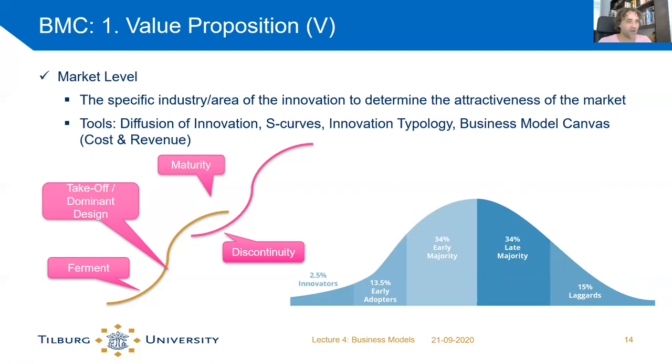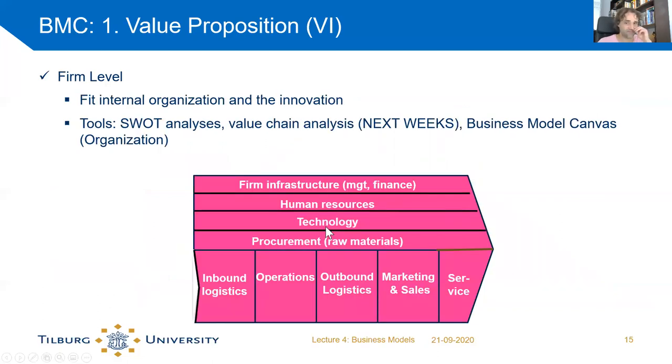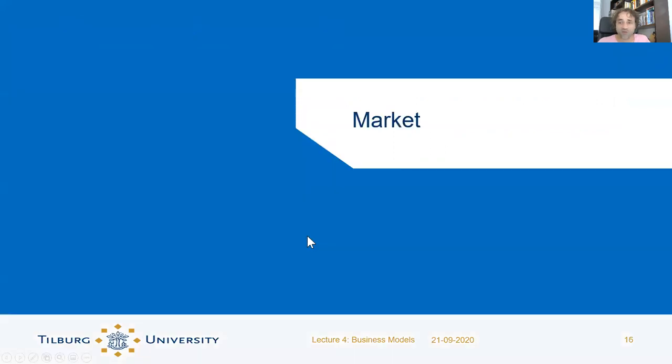So the value proposition must relate to the market level in terms of, okay, where are we in the diffusion curve? What is the level of technology for this specific innovation? And will we create revenue, or has everyone already adopted the innovation? Finally, the firm level, that is fitting the innovation within your internal organization. Is your internal organization fit for the innovation? And that's what we'll be talking about in 2 weeks. So that's the value proposition part.